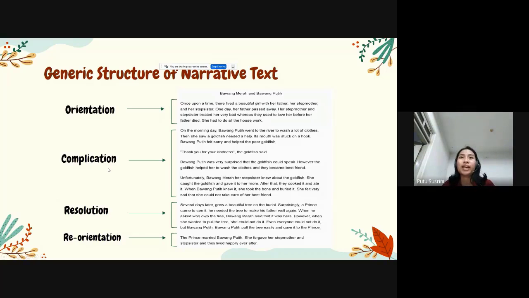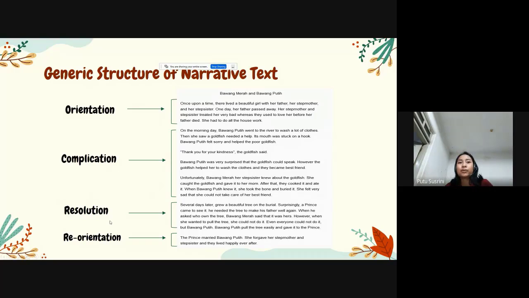So the second is the complication. In the complication, it is the beginning of the problem which leads to the climax. For example, here you can see that Bawang Putih went to the river to wash a lot of clothes. Then she saw a goldfish. Bawang Putih was very surprised that the goldfish could speak. And then in the story, we can see that the climax is after Bawang Merah saw the goldfish, she cooked and ate the goldfish. So it is the climax of this story.